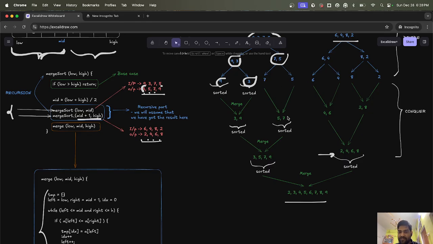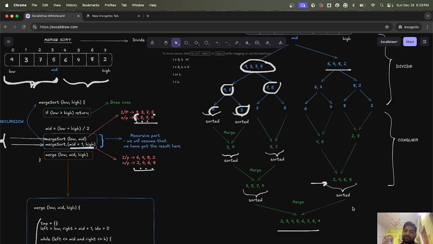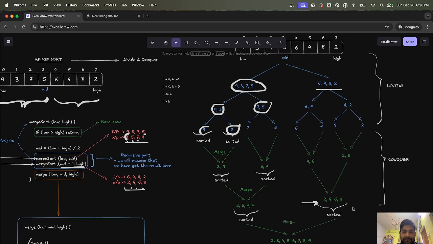Now this one is sorted, this one is sorted. Now what will we do? We will do the merge. Again 3 5 7 9. Now similarly here 2 4 6 0 is sorted, 3 5 7 9 is sorted. What will we do? We will merge simply. So this is how divide and conquer works and how the recursion works basically.